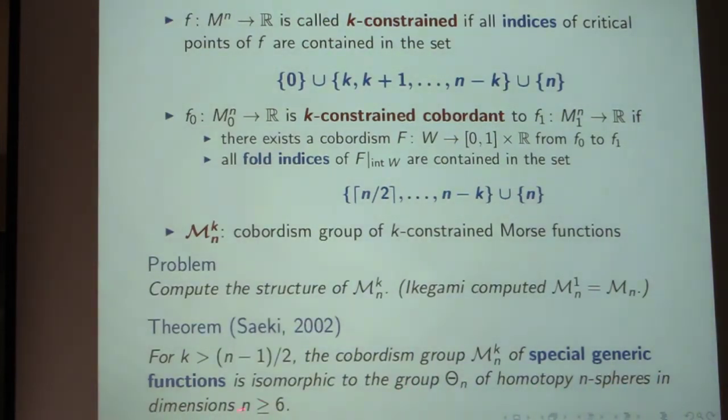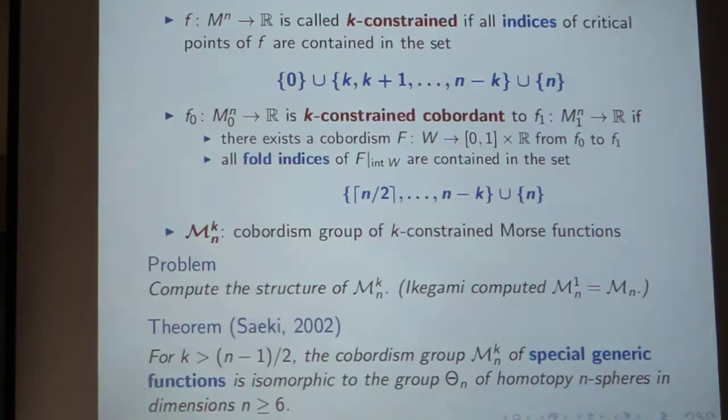I mean, these phenomena are high-dimensional phenomena, arising in dimension 7 for the first time to be known, discovered by Milnor. And these arise in this context, in this group M and K. So for big K, when K is bigger than this constant. So what happens in between? For K equals 1, we have just the cobordism group of Morse functions, and for K bigger, we are here.